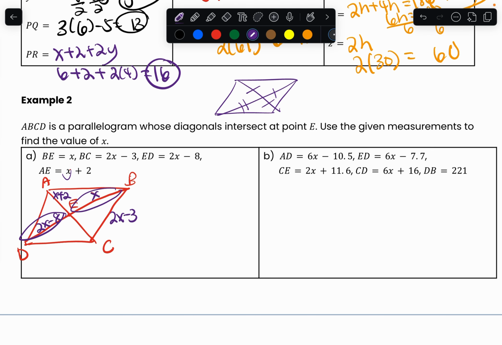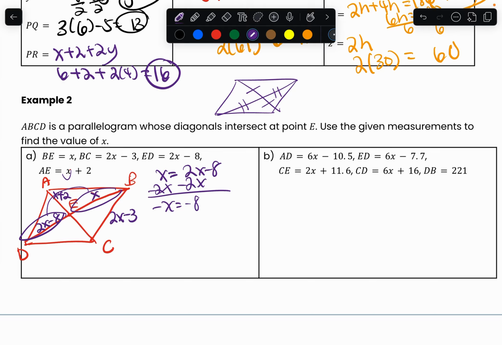So these two are going to be equal. So I will do x equals 2x minus 8. I'll go ahead and subtract 2x from both sides, so therefore I can leave the negative 8 alone. It'll give me negative x on the other side, and on this side here I'll have negative 8. Now I have negative x equals negative 8.